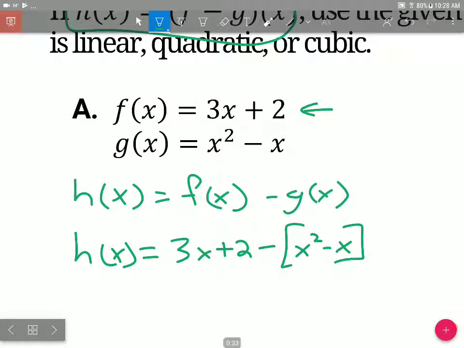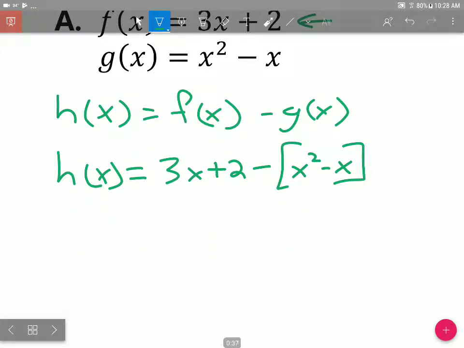Now, okay, there is your biggest difference between adding and subtracting functions right there. The biggest difference is these brackets. All right, because I'm not just subtracting the x squared. We got to subtract the entire binomial. Okay, we subtract the whole thing.